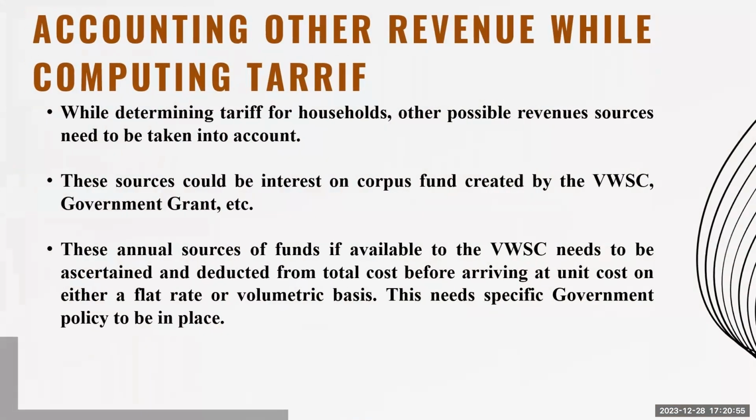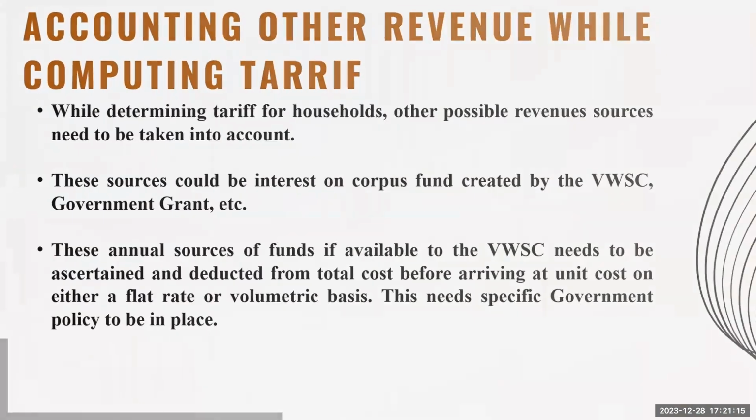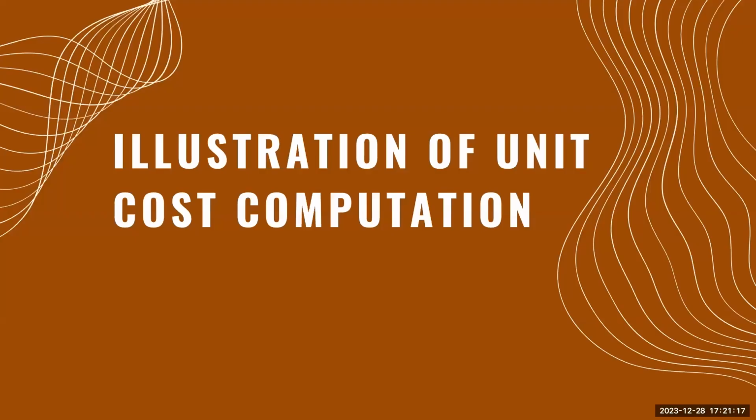So if you calculate the cost per household, then it's basically a flat rate pricing that we are following. Whereas if you calculate the cost per kiloliter, that helps us to charge on a volumetric basis. So one can, of course, do both calculations and use the appropriate cost unit while charging individual households.